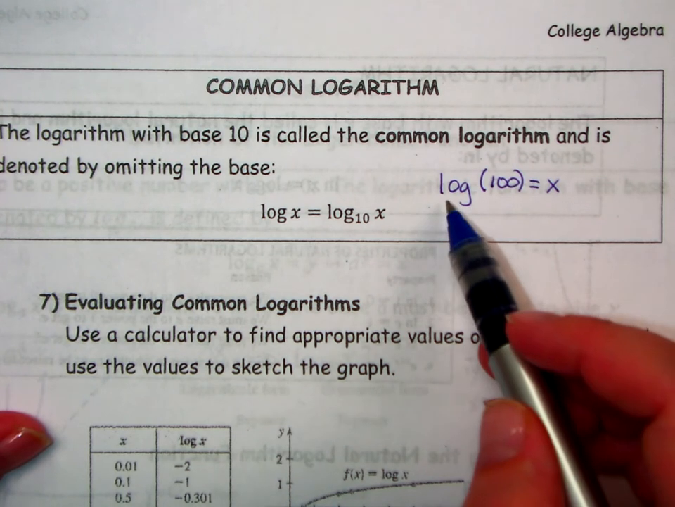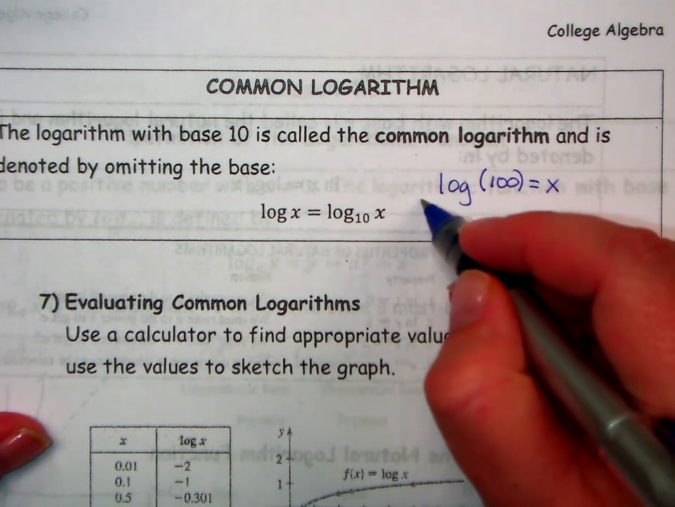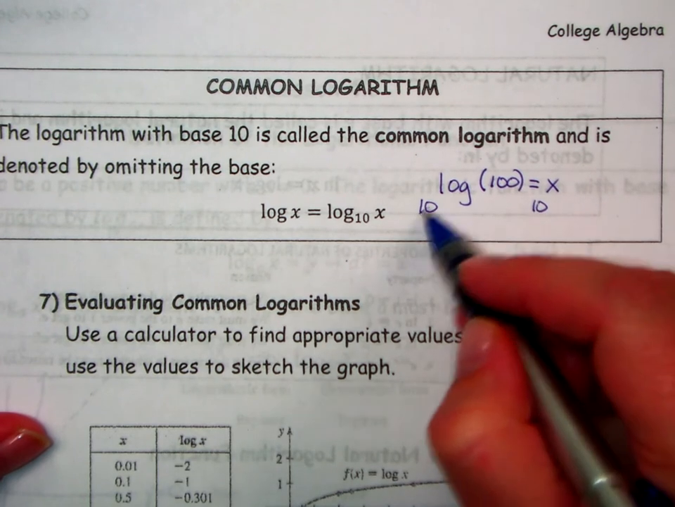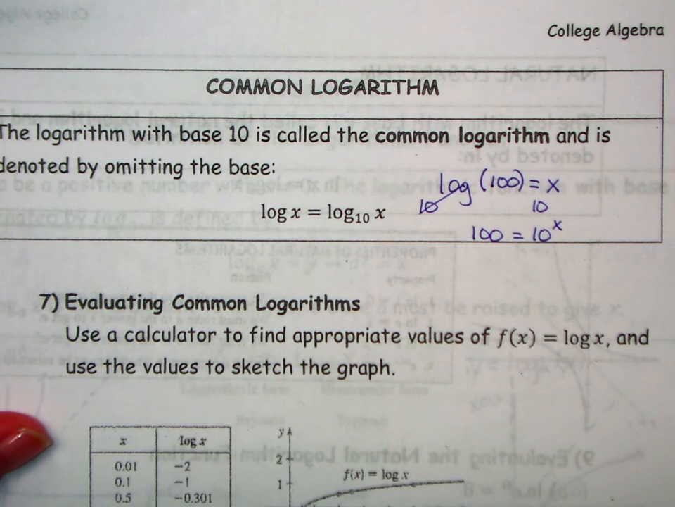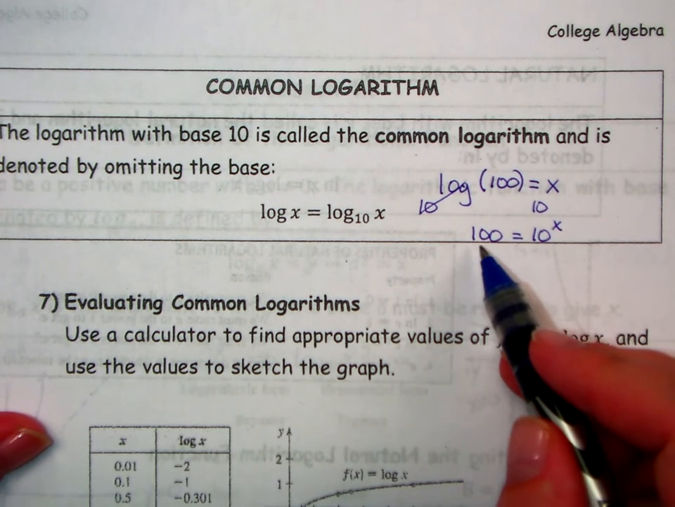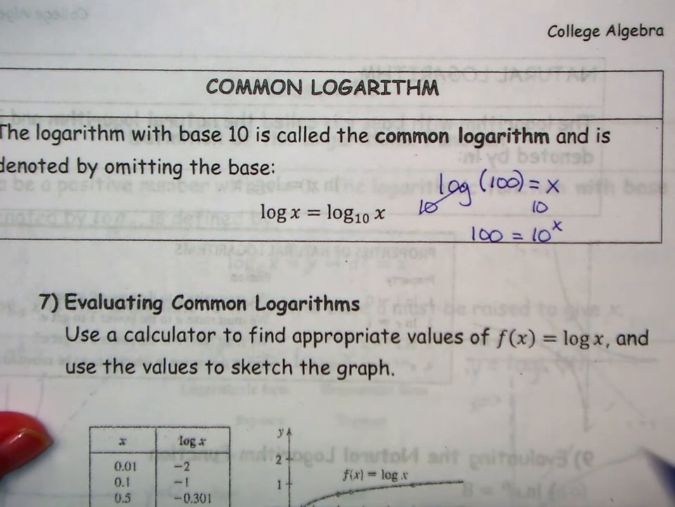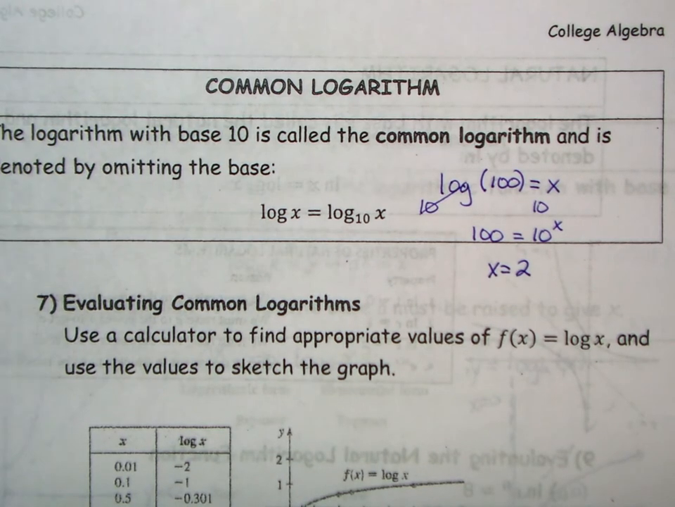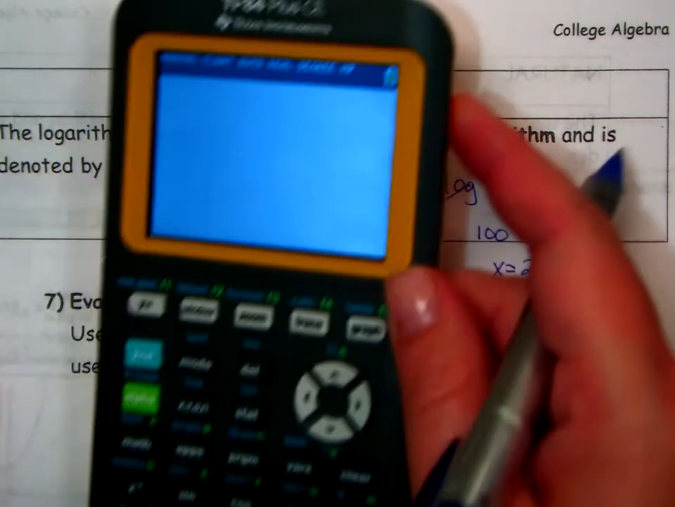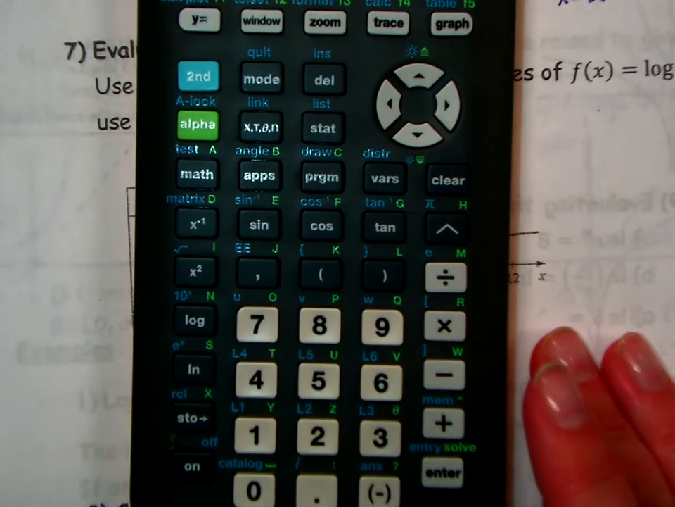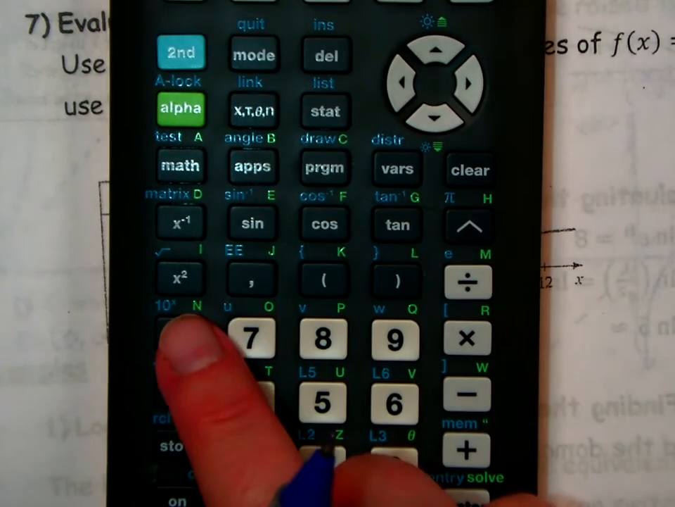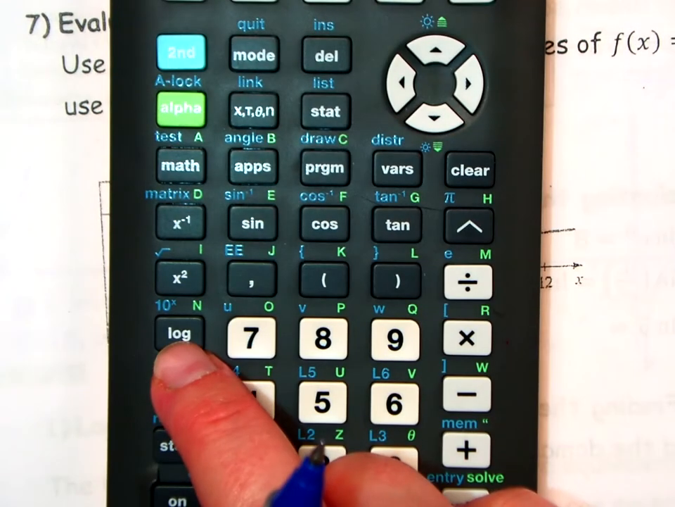So if I wanted to cancel this common log, I would raise both sides by 10, and I'd get 100 equals 10 to the x power. Well, what does the power need to be? How many zeros does it have? 100 has 2 zeros, so the power needs to be 2. Now, the common log is the button on your calculator. So if you had a calculator out, the log button, when you press this log button, it's going to do log base 10.